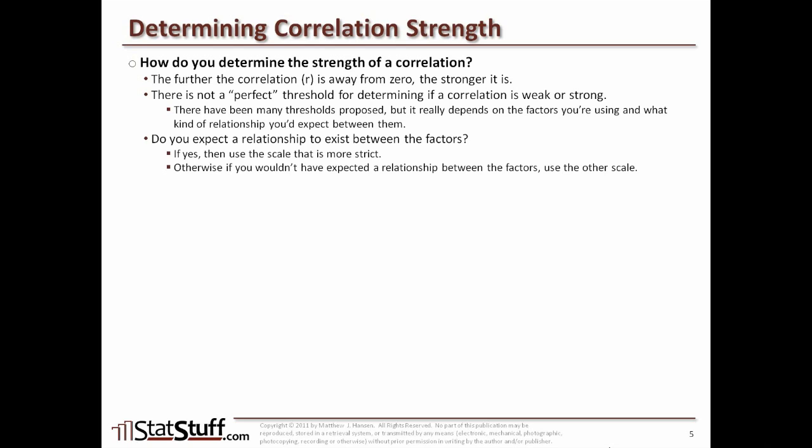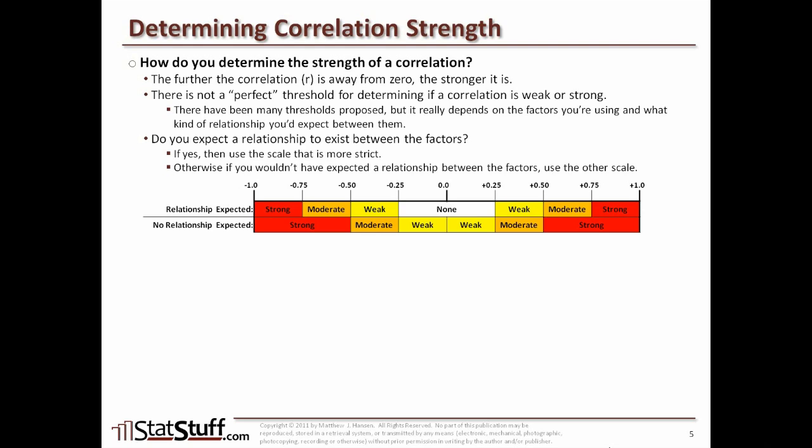However, if you wouldn't have expected a relationship between the factors, you're using two factors that are very obscure from each other and you would have never expected a relationship, then I would recommend using the other part of the scale that I'm about to show you, and that's where it's a little bit more liberal and lenient in the way that it approaches it. So here's what the scale might look like.